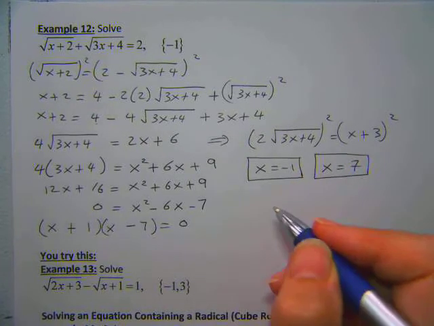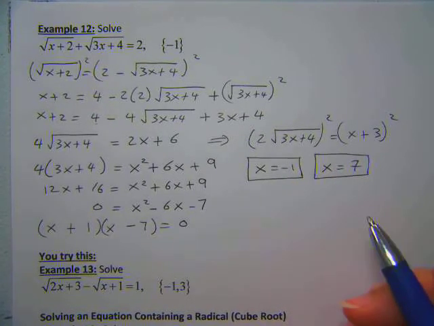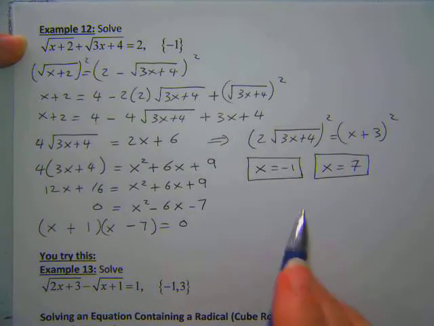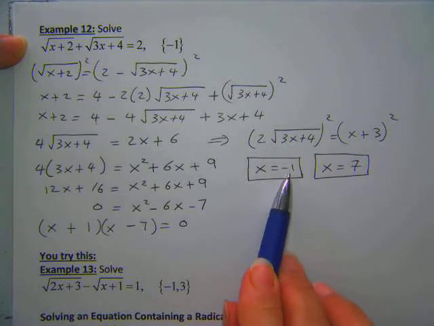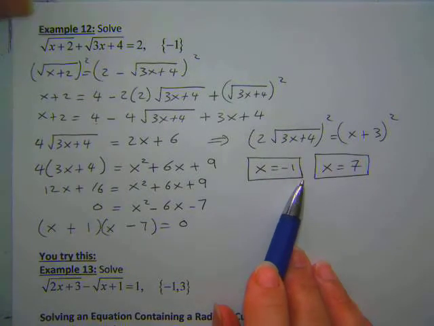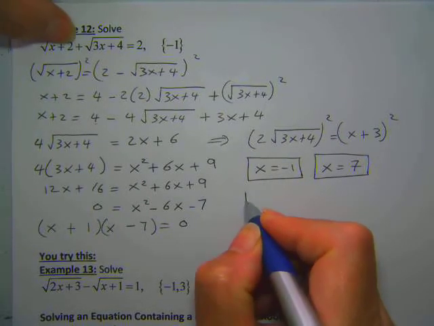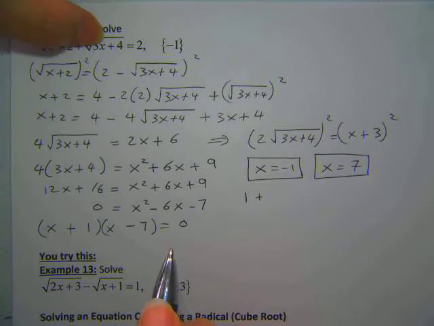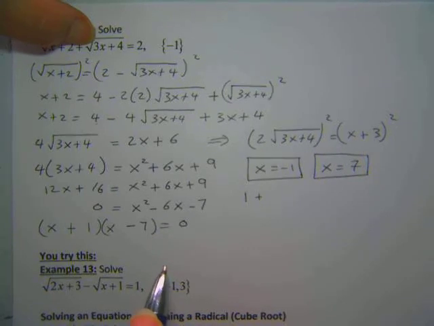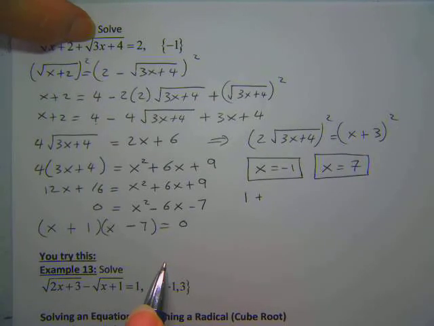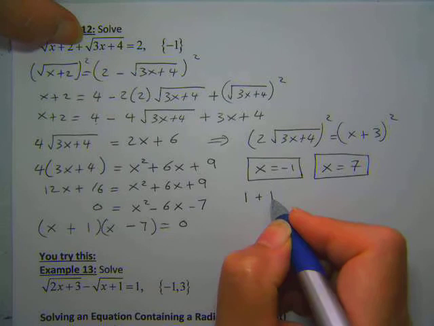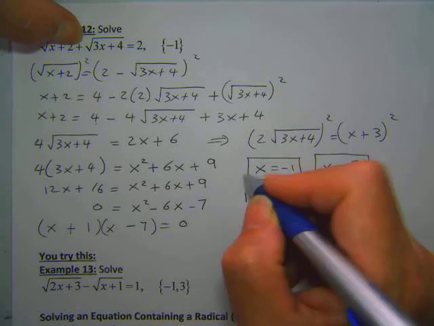Now the checking. I'm going to make this time more oral than writing it down. Let's check the negative 1. So 2 minus 1, that's 1. Square root of 1 is 1, plus 3 times negative 1 is negative 3. 4 take away 3 is 1. The square root of 1 is 1. Is 1 plus 1 equal 2? Absolutely.